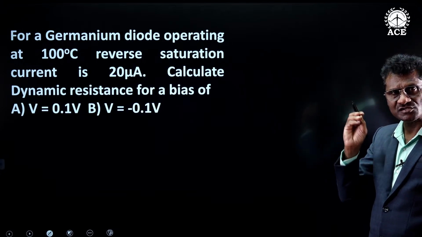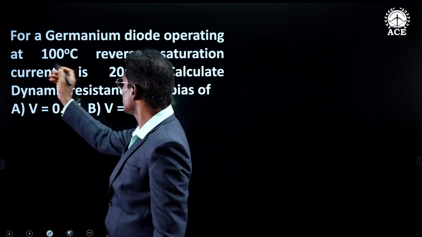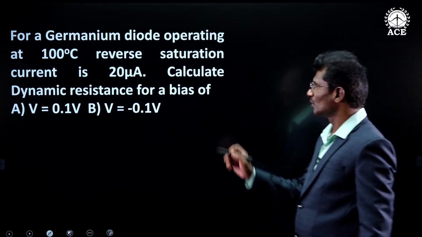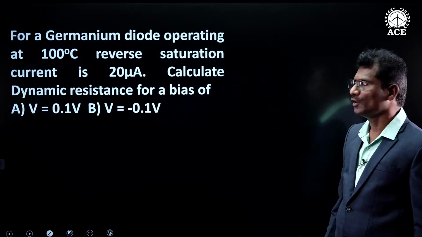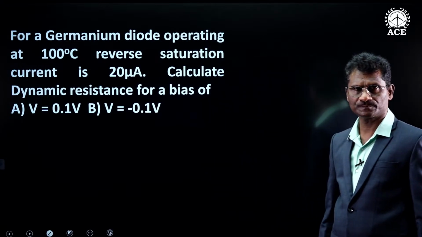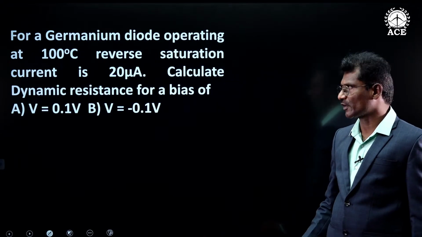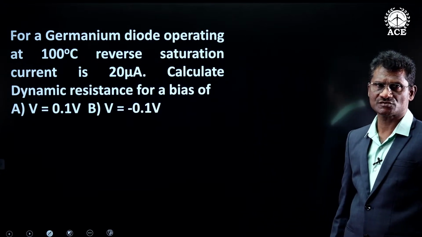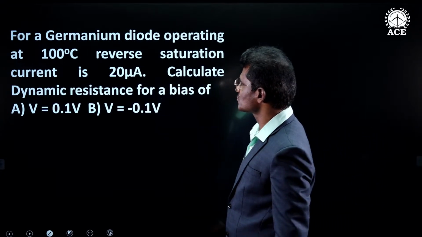Now I am taking a simple numerical for a germanium diode operating at 100 degrees centigrade. Reverse saturation current is 20 microamps. Calculate dynamic resistance for a bias of V equal to 0.1 volts, and part B, V equal to minus 0.1 volts. V equal to 0.1 means the diode is forward biased. V equal to minus 0.1 means the diode is reverse biased. He is asking us to find out the dynamic resistance.